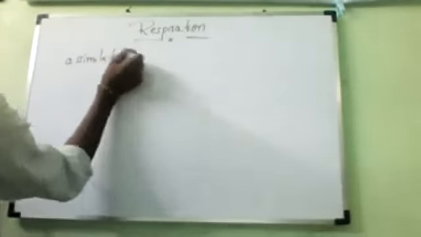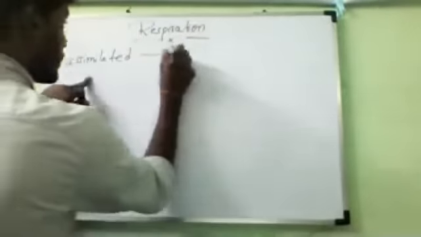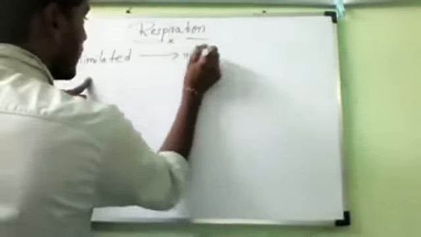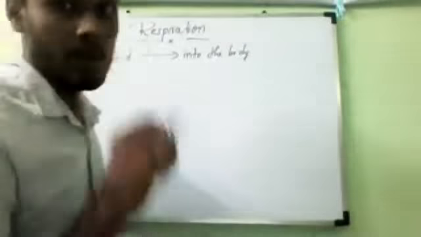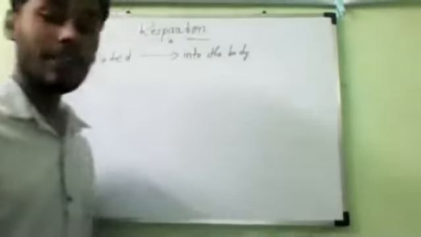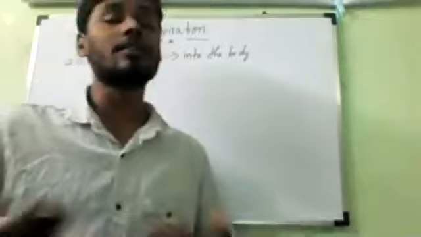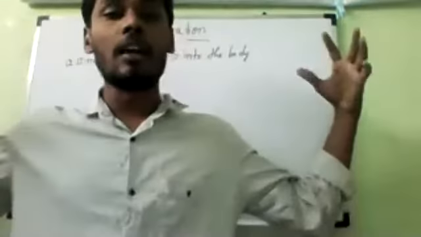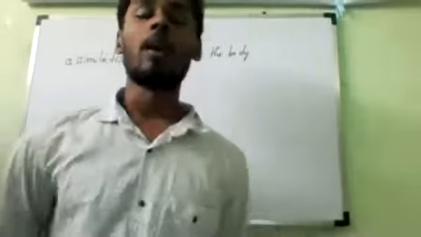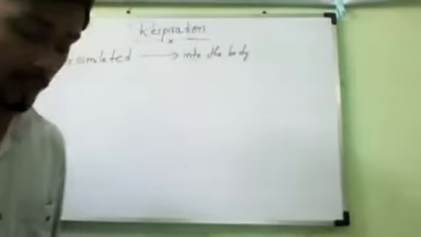So that digested food is assimilated, where will it be assimilated? Into the body, into different body parts, in every living organism. Once the digested food is absorbed by the blood, the blood carries it throughout the body parts, to each and every cell of the body.